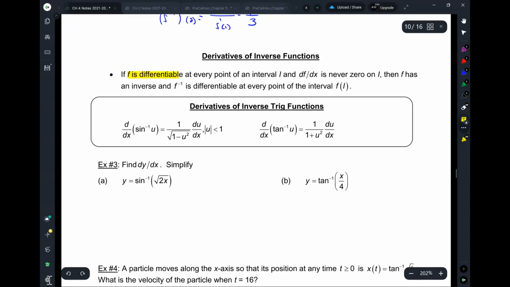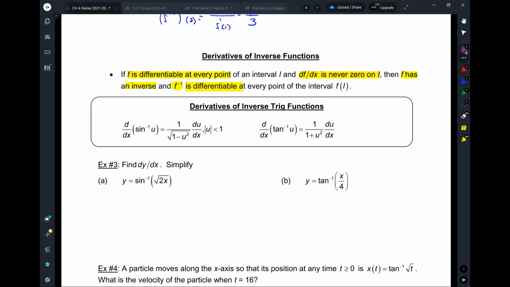If f is differentiable at every point of an interval, and df dx is never 0, then f has an inverse, and that inverse is differentiable. So first, let's unpack that a little bit. If f is differentiable everywhere, then so will the inverse be as well, right?